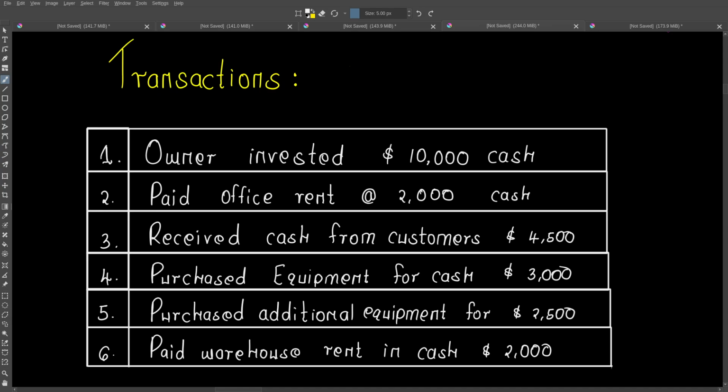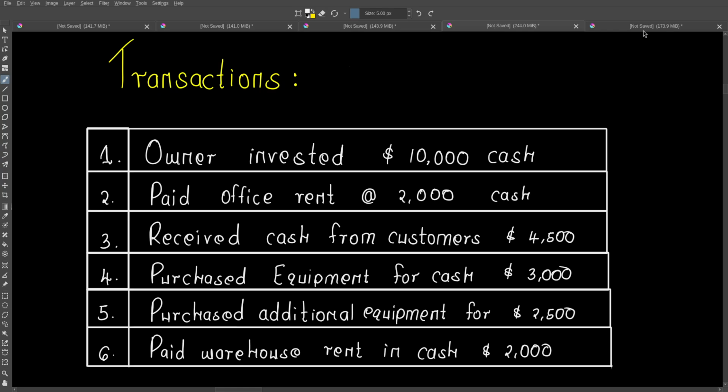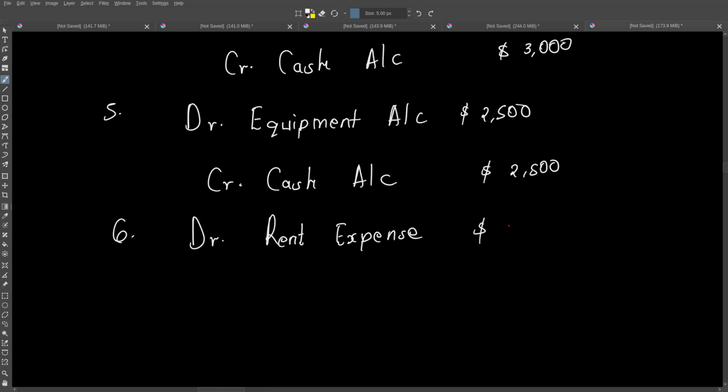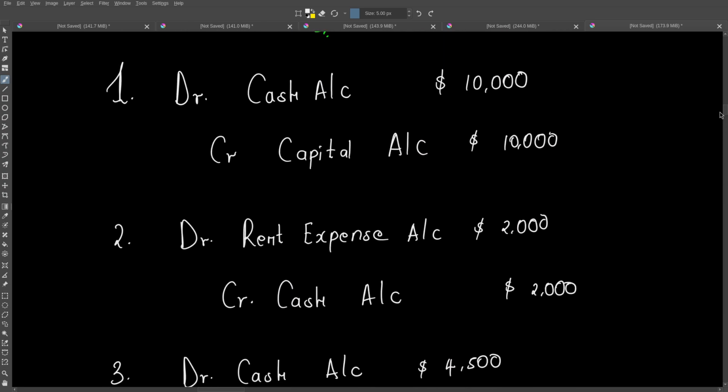That is, the business paid warehouse rent in cash an amount of 2,000. So we are going to debit rent expense again. Okay, rent expense again of an amount of $2,000. So 2,000. Then we are going to credit cash account, because now we are paying, that is to reduce it. Okay, so from this we can see most of the account that is being affected, which you can use to study, is the cash account.